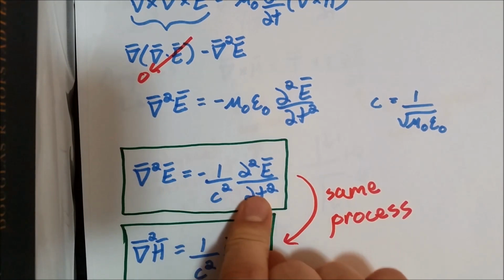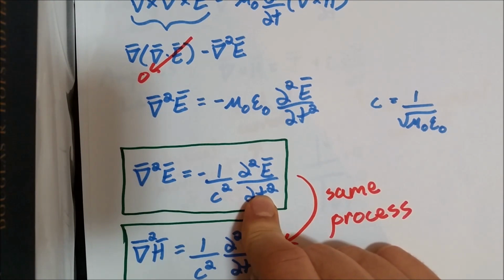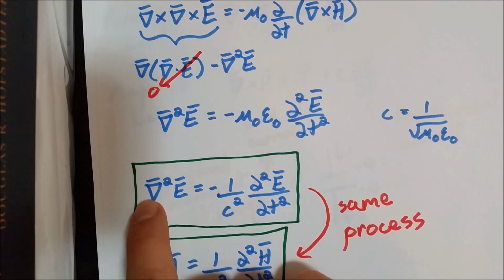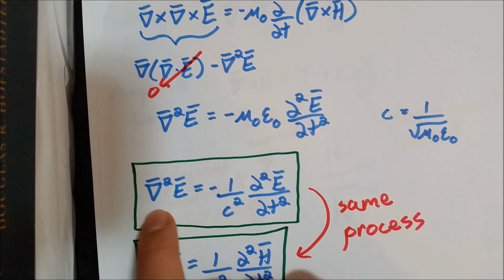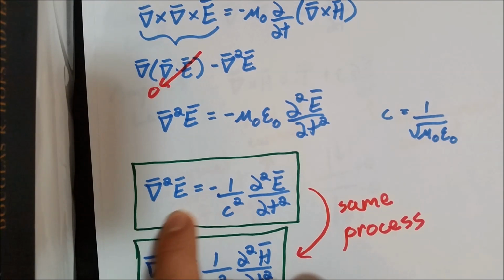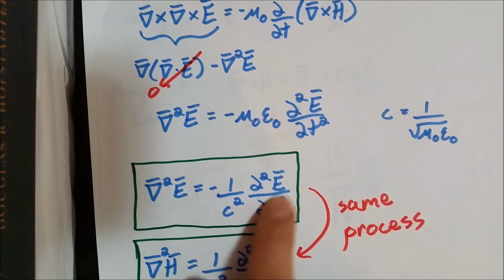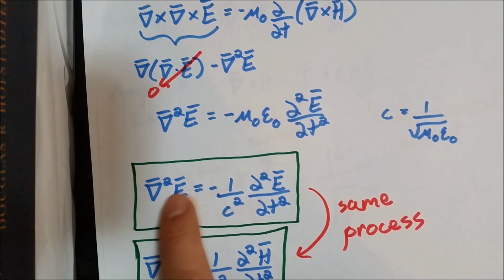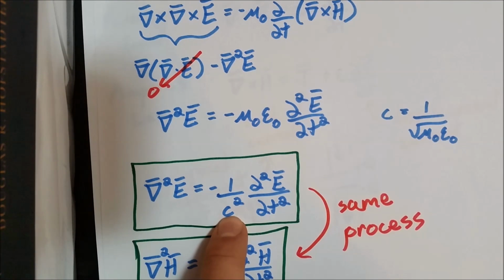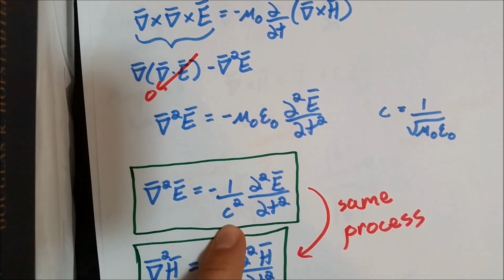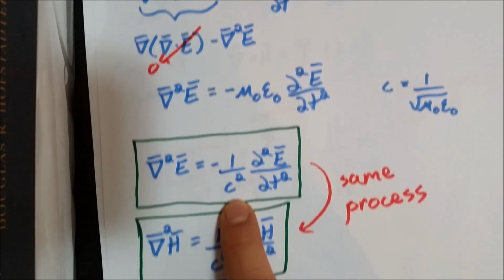And this is what we call a wave equation. It simply states that a change in space on the left-hand side will result in a change in time of this function, or the electric field in this case. And the relationship between the two is characterized by the velocity at which it's traveling. For simple media, this is the speed of light, c squared.